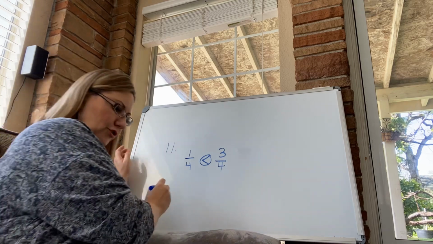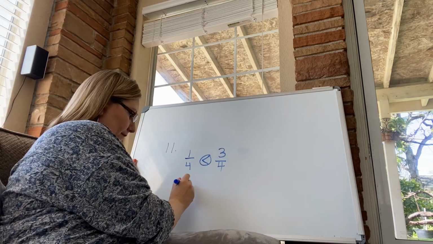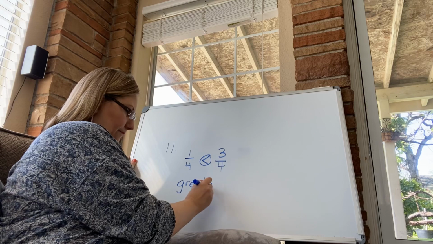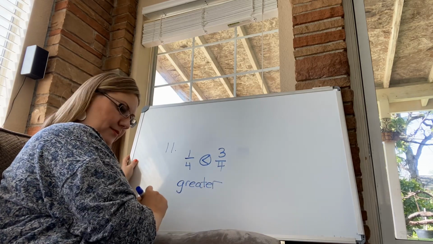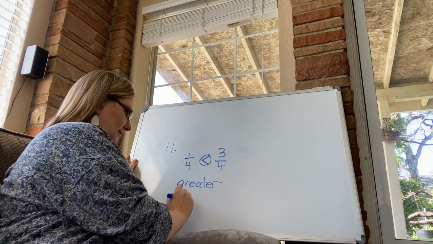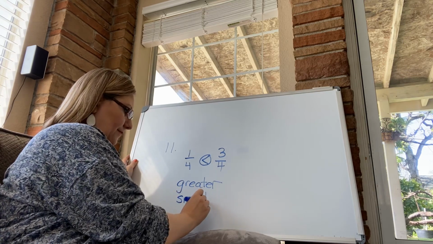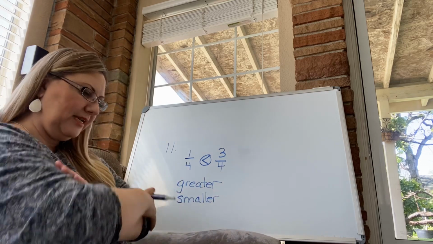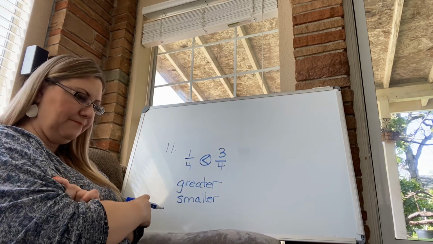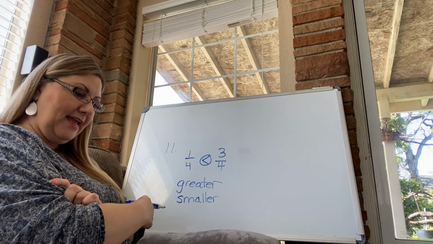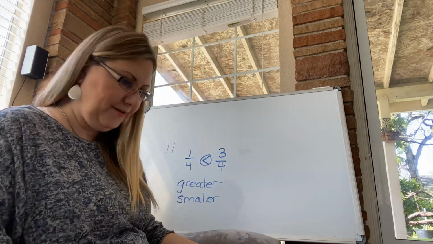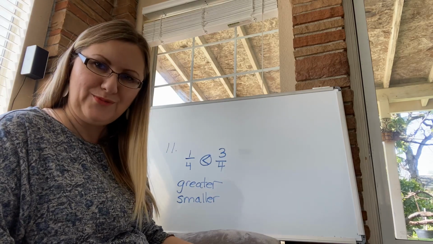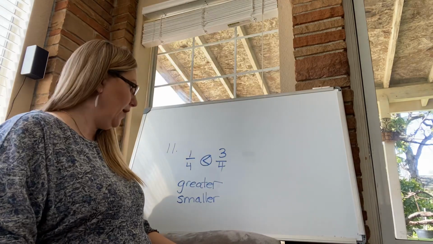Okay, so you should write there, in the first line, you should write greater. So the greater numerator is greater, and then smaller for the second line. And let's read it together after you write it. Again, if the denominators are the same, then the fraction with the greater numerator is greater, and the fraction with the smaller numerator is smaller. Okay, which brings us to number 12.